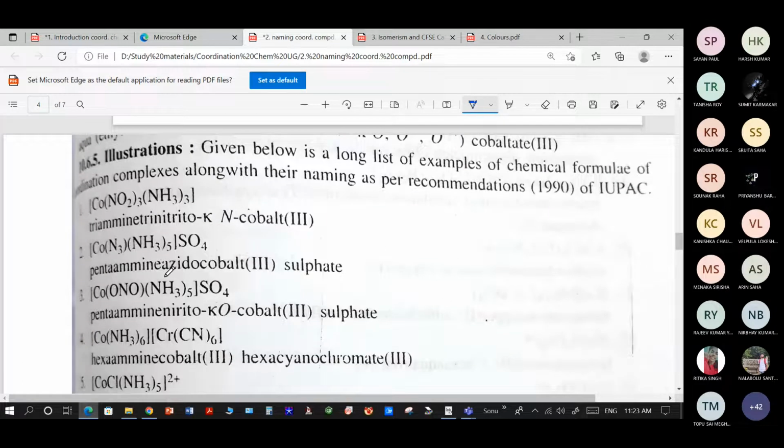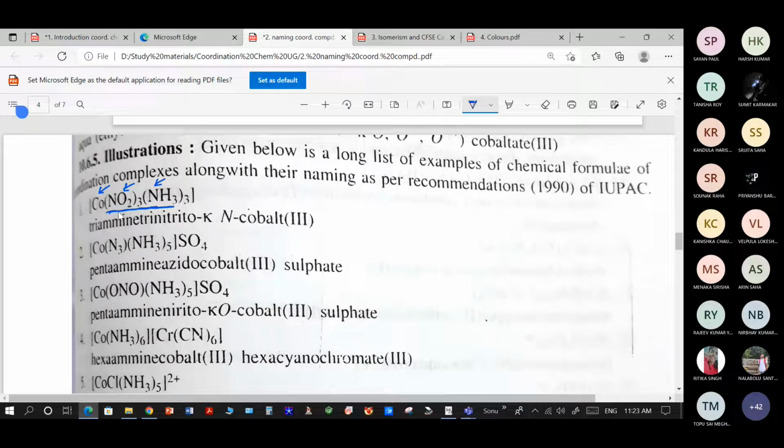So let us first start from the first one. Cobalt, and then this is the nitro, and this is the amine group. So nitro and amine are there. Whenever you are writing down the formula, first you write the metal center, then the negatively charged ligands, and then the neutral ligands come. But whenever we are naming, it does not matter.